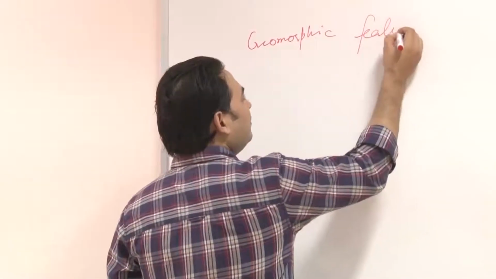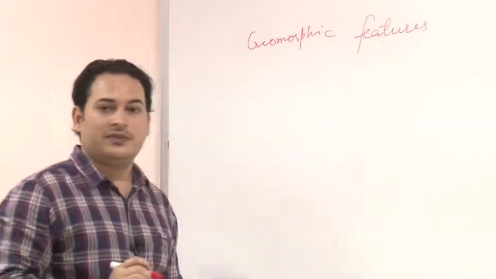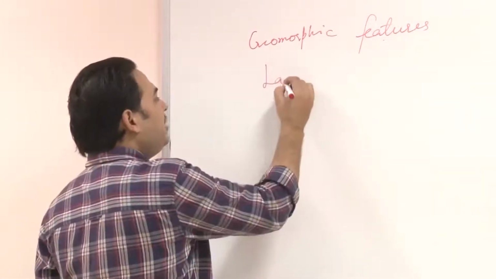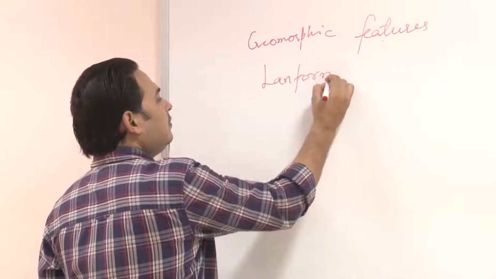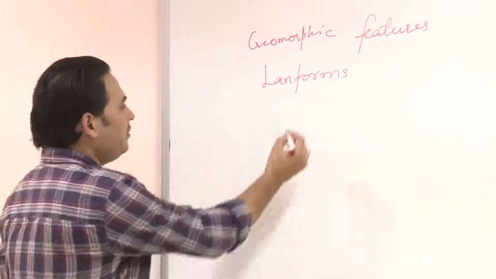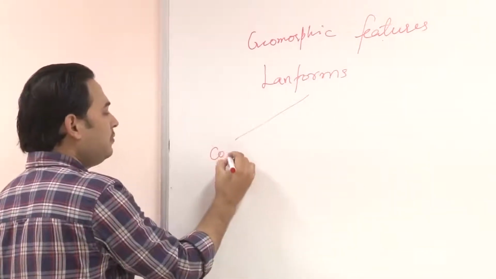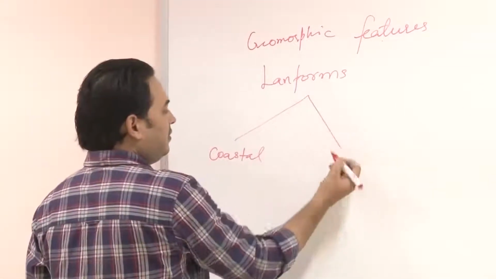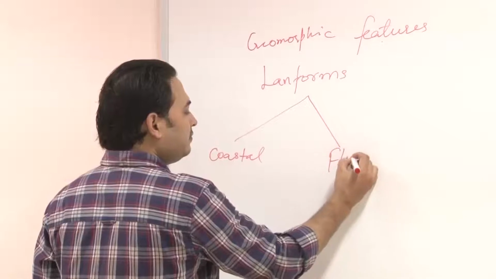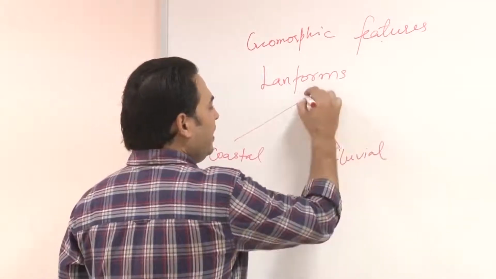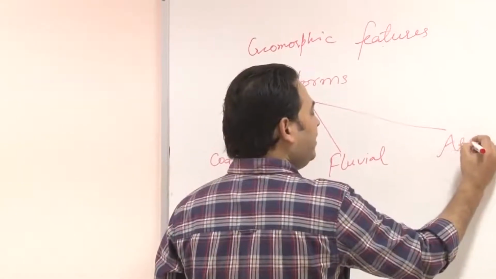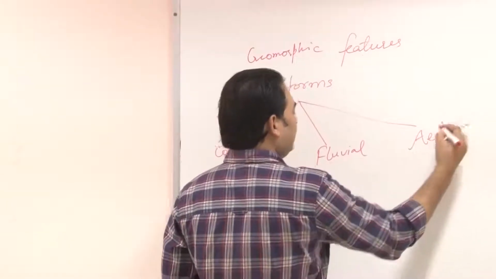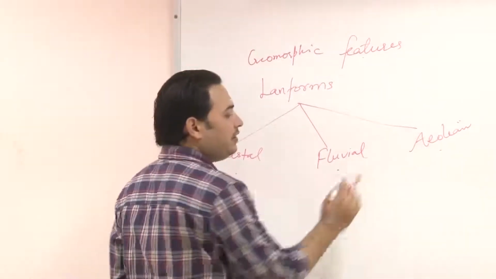features and landforms. So, landforms related to coastal, fluvial and basically Aeolian environment. Coastal, fluvial and Aeolian environment.